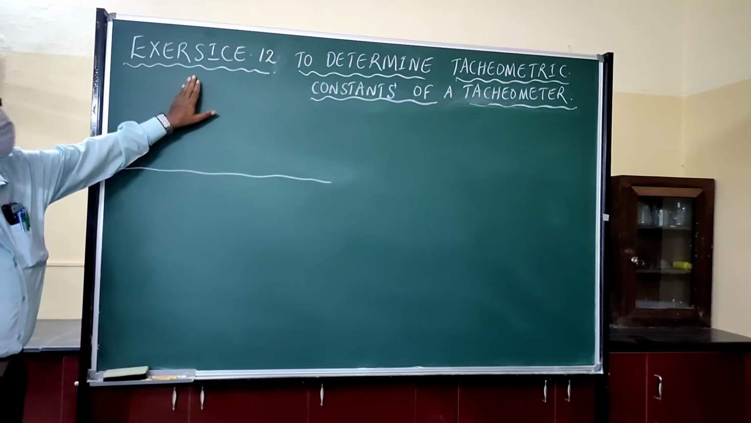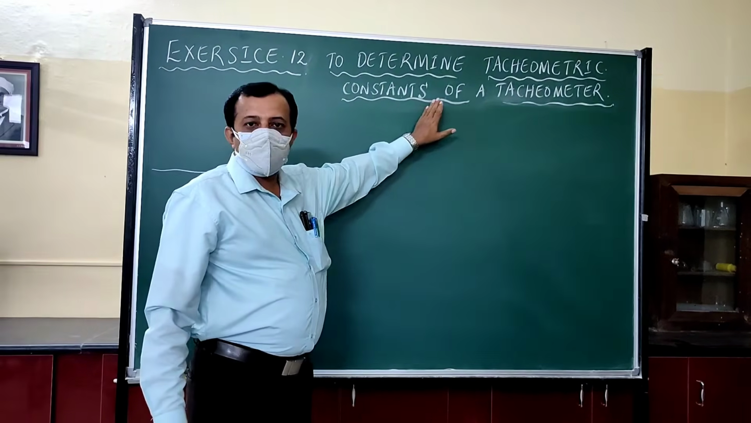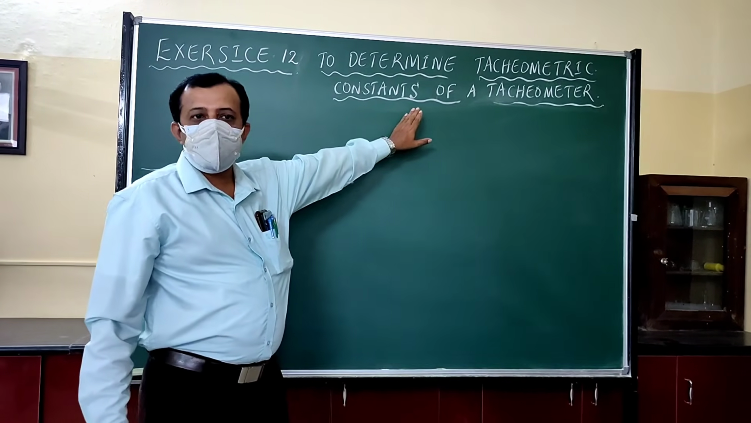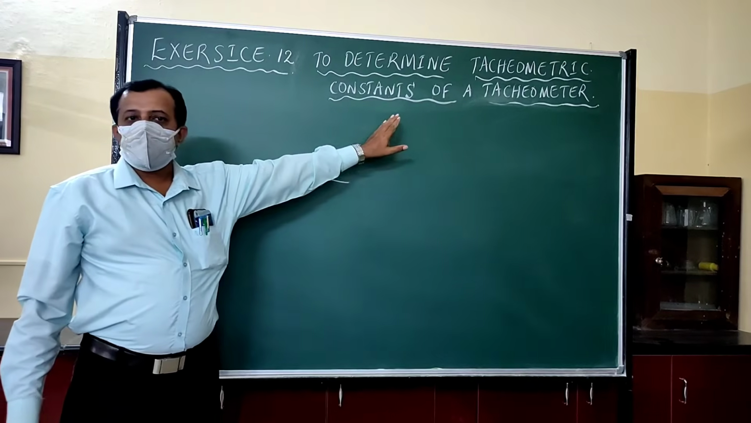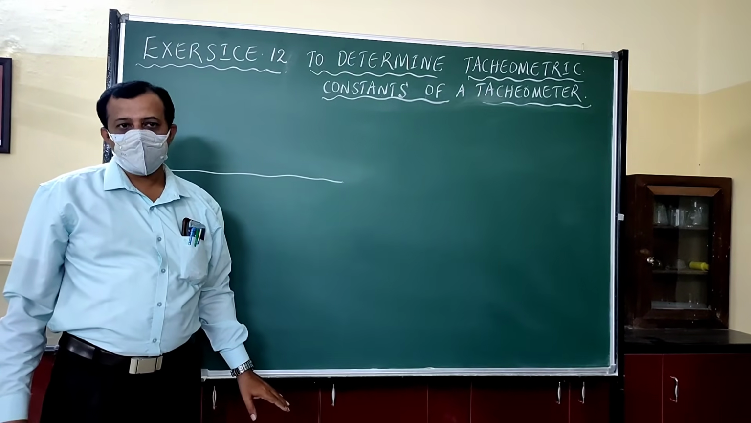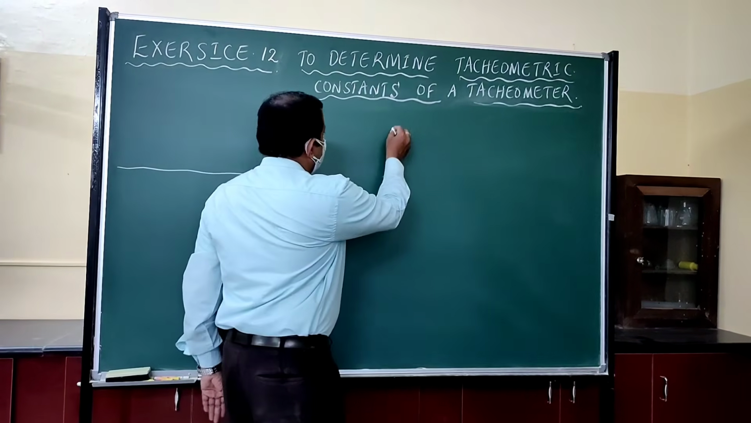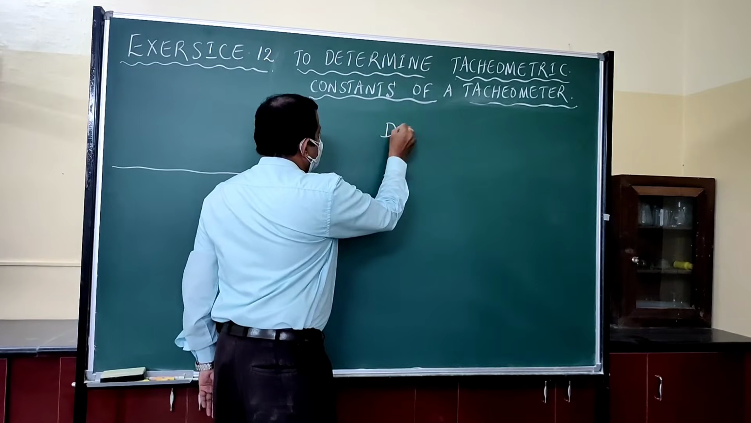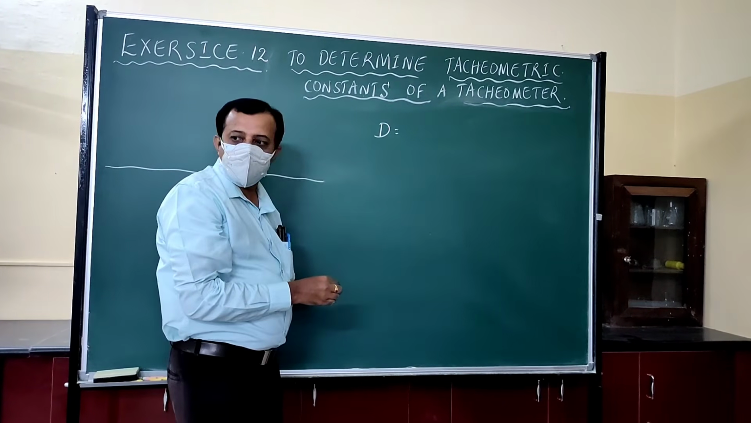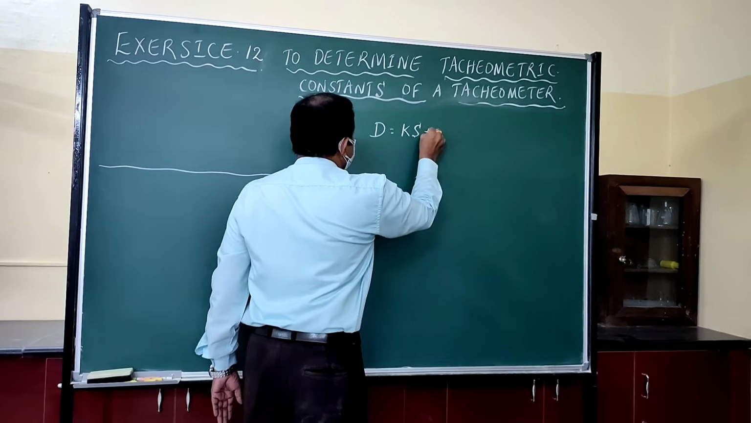Exercise number 12 is on determining the tachometric constants of a tachometer. You know, a tachometer is an instrument where we can measure the horizontal distance without using any chain or tape, right? So in the tachometer, the horizontal distance D is given by the equation D = Ks + C.